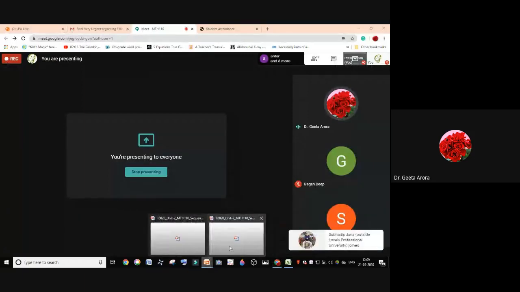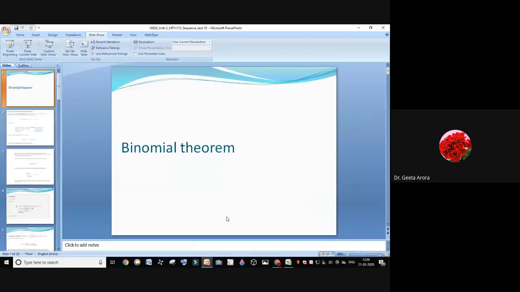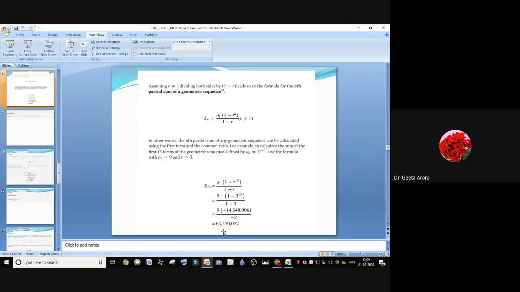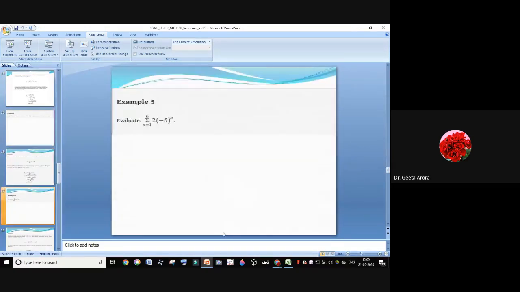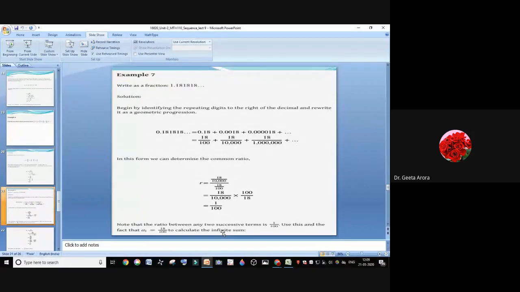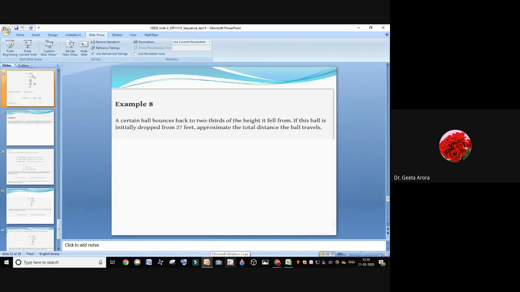Correct. So we have done some examples based upon this. Then we moved on to some examples based on the same thing. We found the partial sums. We saw how we can write fractions if a non-terminating decimal is given, by writing it in geometric form. So these are the important examples that we covered, and I think one example was pending, this one.